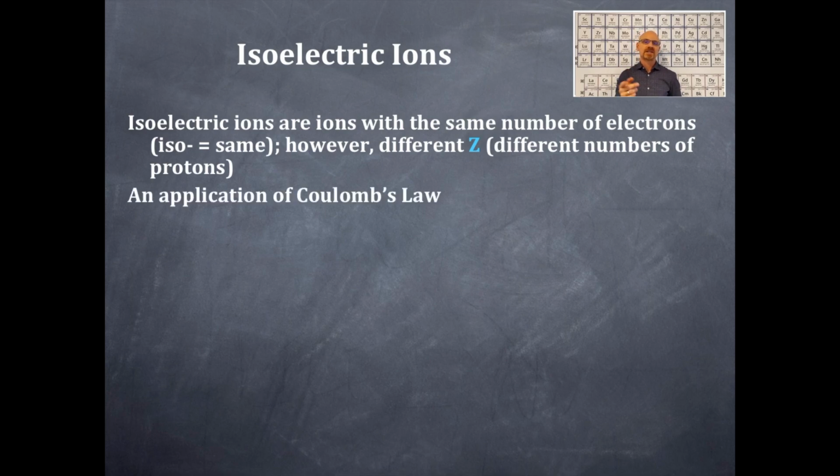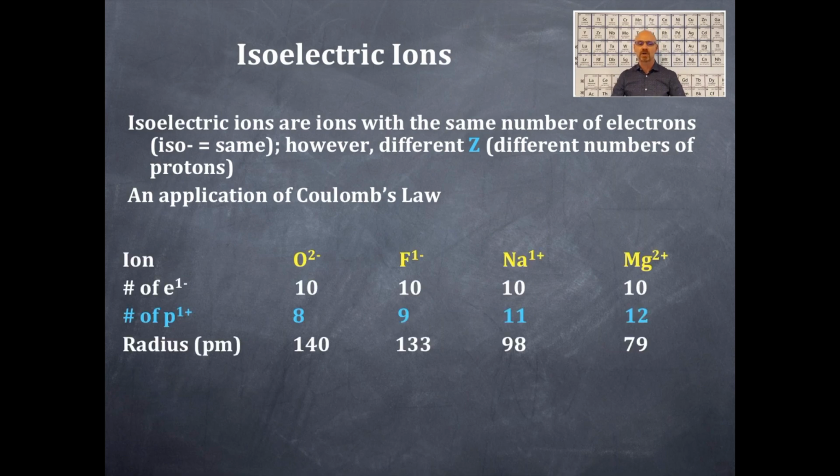Okay, so this is an application of Coulomb's law. There are so many different uses of Coulomb's law in chemistry, so I'm going to point some of these out here. The ions, going from the left to the right, are oxide ion, fluoride ion, sodium ion, magnesium ion. You should see that I've got two nonmetals and two metals. The number of electrons is 10, 10, 10, and 10. That is, because they are isoelectric, the number of electrons is the same. That makes sense. The number of protons, however, differs. The number of protons is increasing by 1 each time. So hopefully that makes sense.